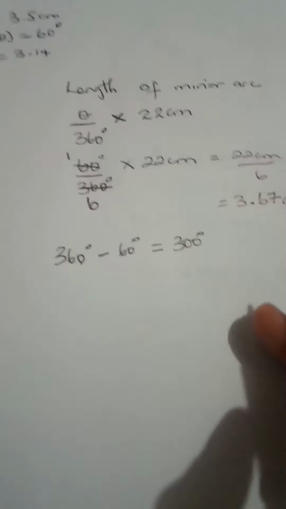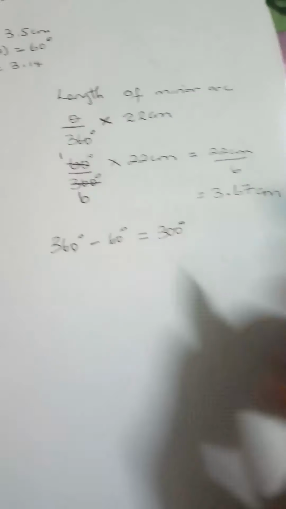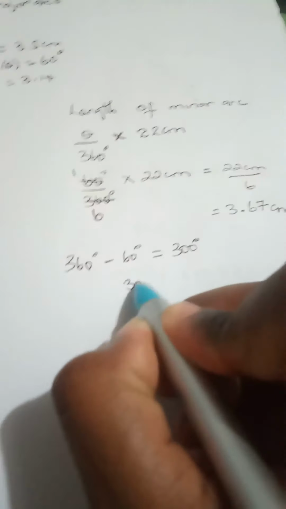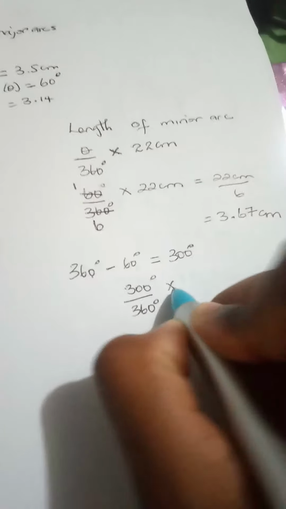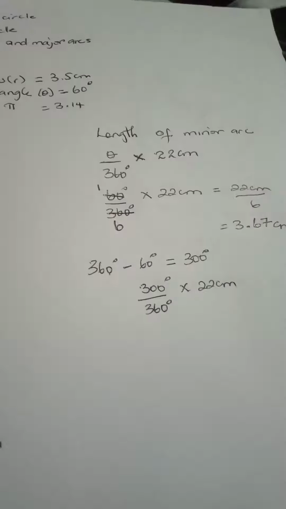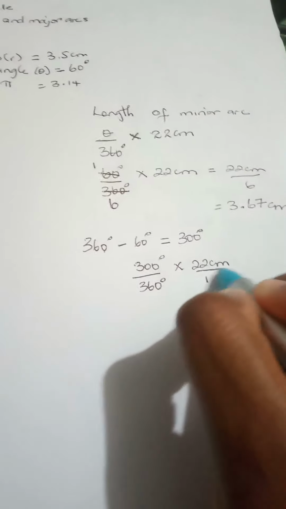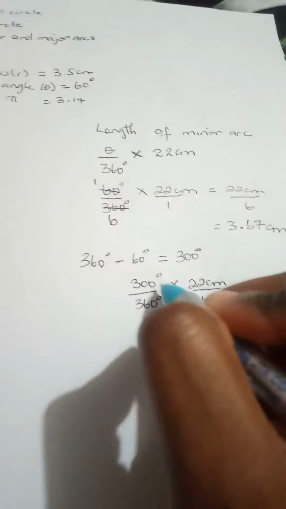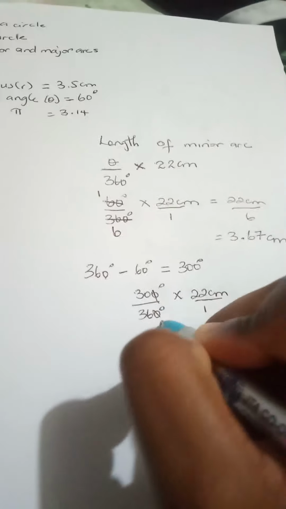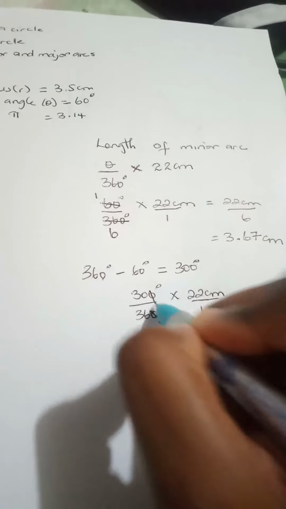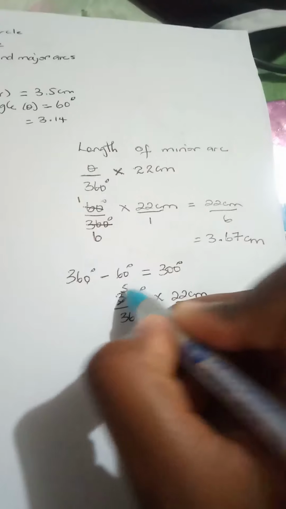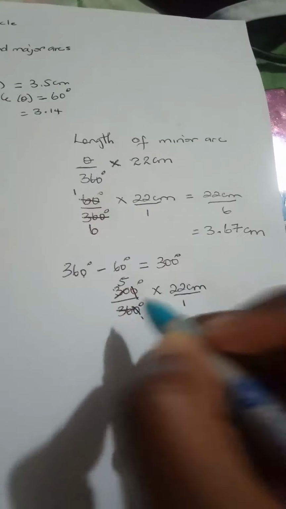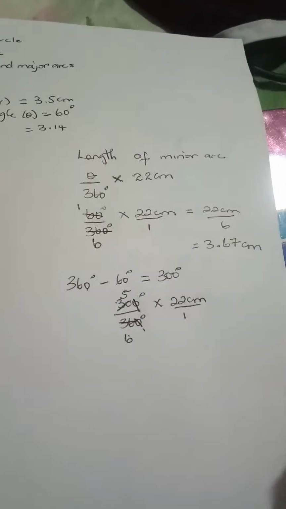Now, let's see if we can find the length of the major arc. So we'd have 300 degrees divided by 360 degrees multiplied by 22 centimeters. We're going to put that over 1 as we're working with fractions. Let's see if we can break this down. The zeros, we cancel those. 6 into 30 goes 5 times, and 6 into 36, that's 6 times.